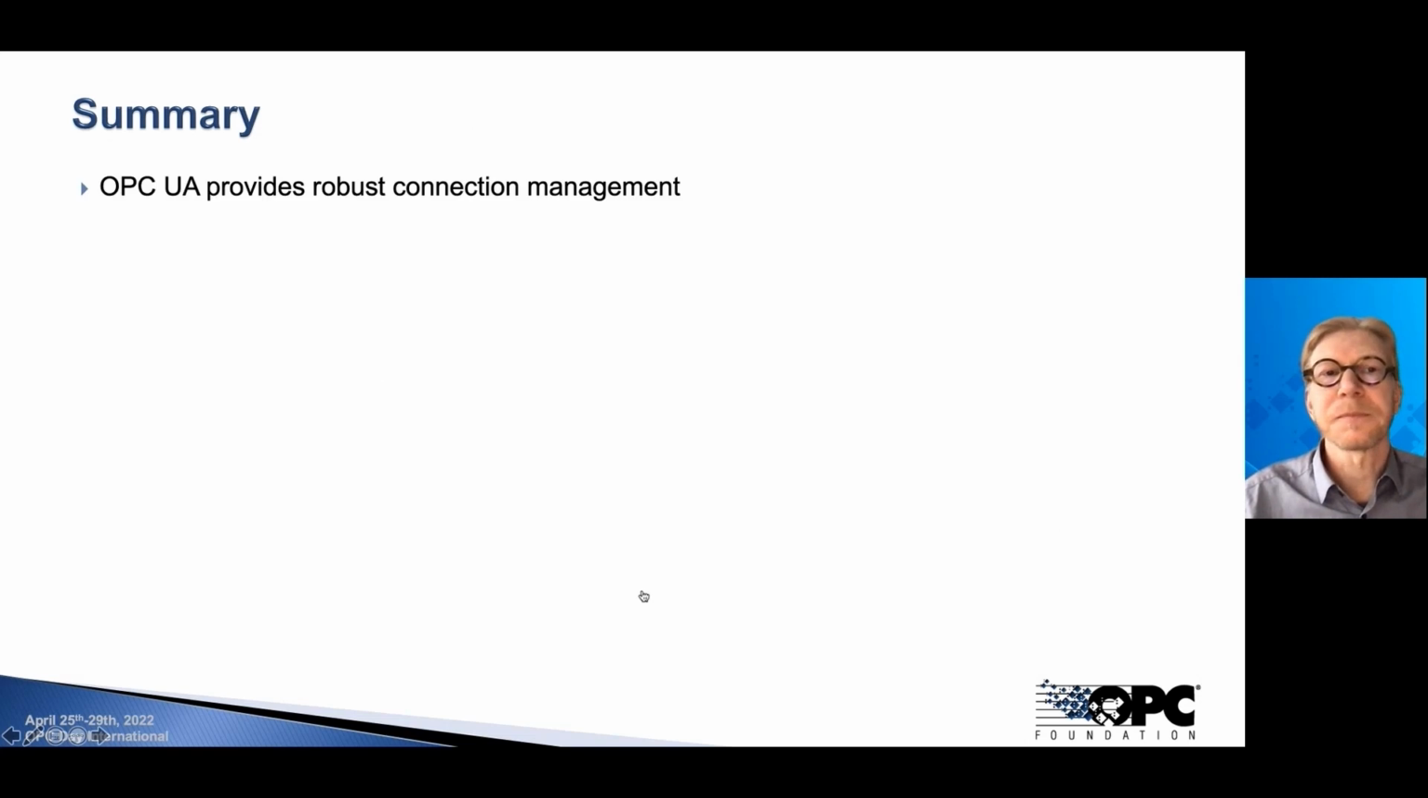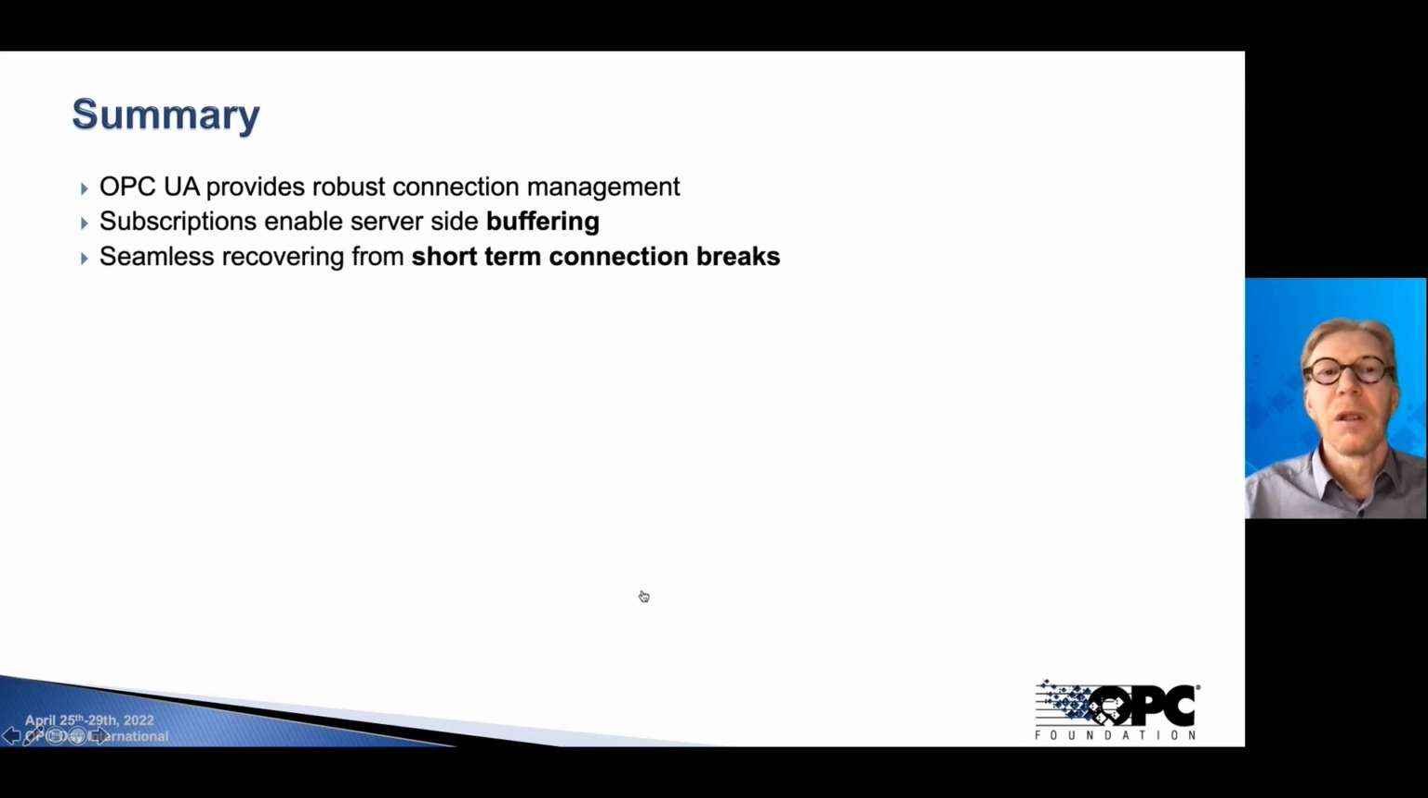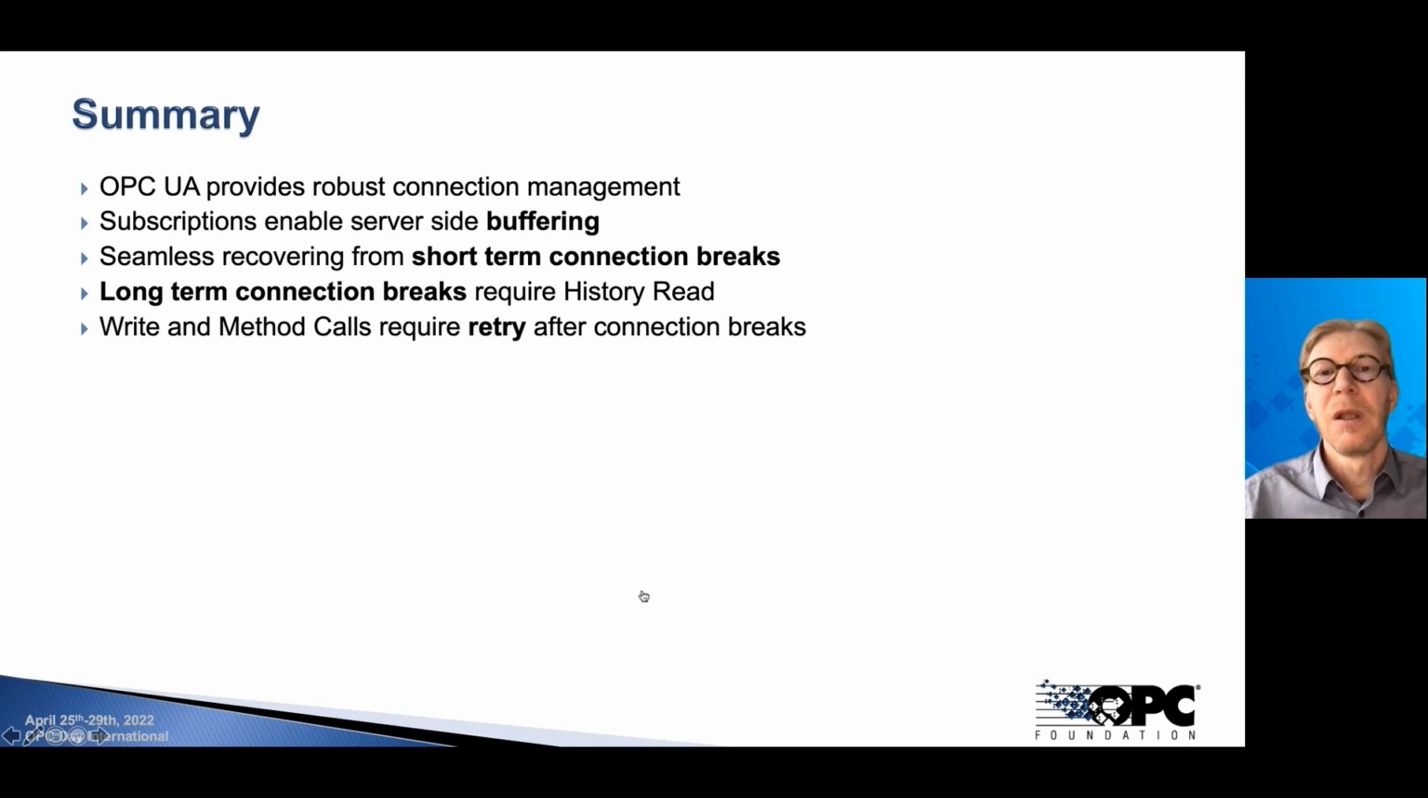So as a summary, OPC UA provides really robust connection management, and the subscriptions enable server-side buffering, which enables seamless recovery from short-term connection breaks. But for long-term connection breaks, we need history read. Write and method calls require retry after connection breaks, and that's more or less the responsibility of the client applications.